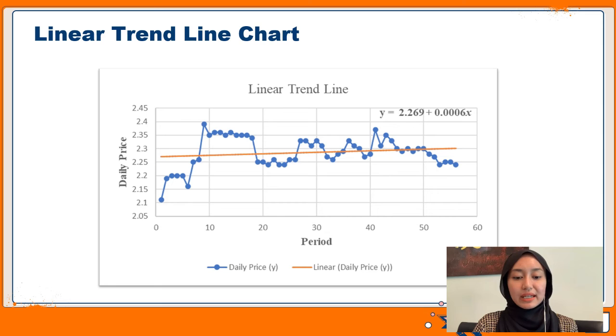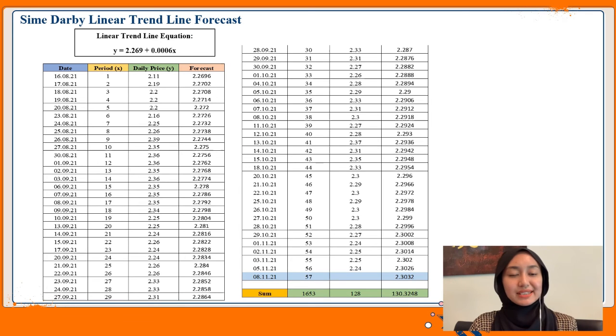So it can be seen from the blue line that the daily data has some sort of random movements, where sometimes it goes up and then it goes down, and it also stays at a constant value. As mentioned before, once we get the linear trend line equation, we can simply substitute any period that we want. So we would like to forecast for 8 November, which is the period of 57.